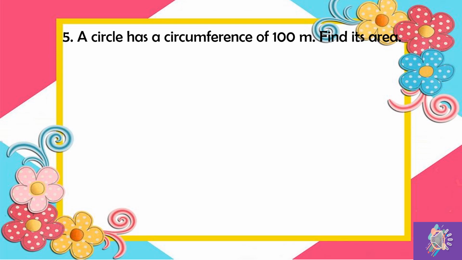Now, for number 5, a circle has a circumference of 100 meters. Find its area.